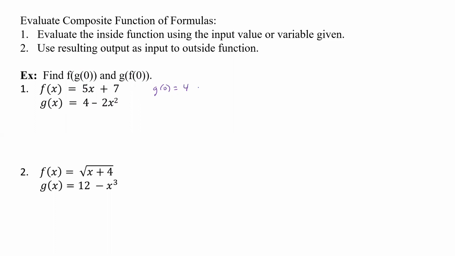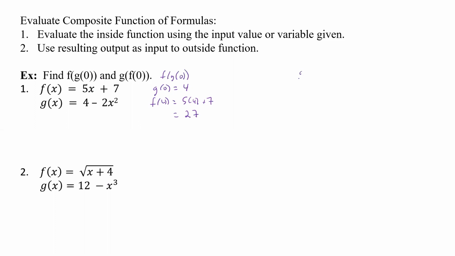Okay, so now what we want to do is find f of 4. Because we plugged in 0, we got 4. Now we want f of 4, so we just plug in x is 4 here. So that's going to be 5 times 4 plus 7. Well, 5 times 4 is 20, plus 7 is 27. And so that would be our first one, which was f of g of 0.